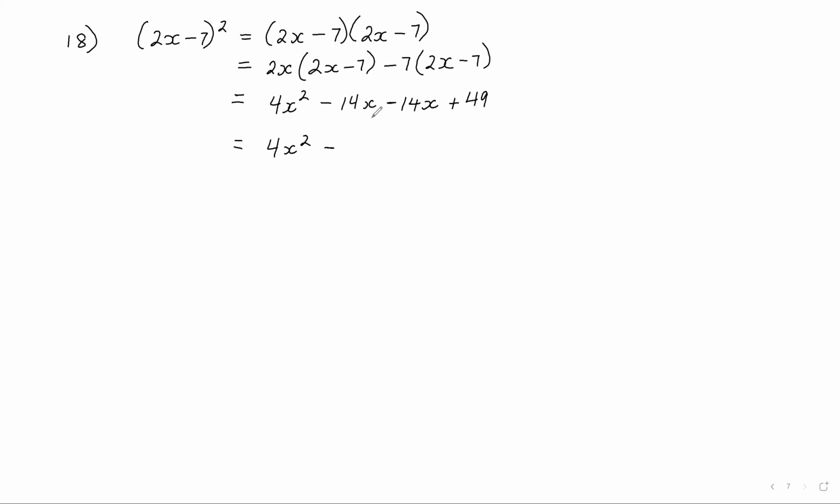So could I work out this part already? Minus 14 minus 14. What would that give me? Minus 28. Good. So that's 4x squared minus 28x plus 49. Perfect. Thank you so much.